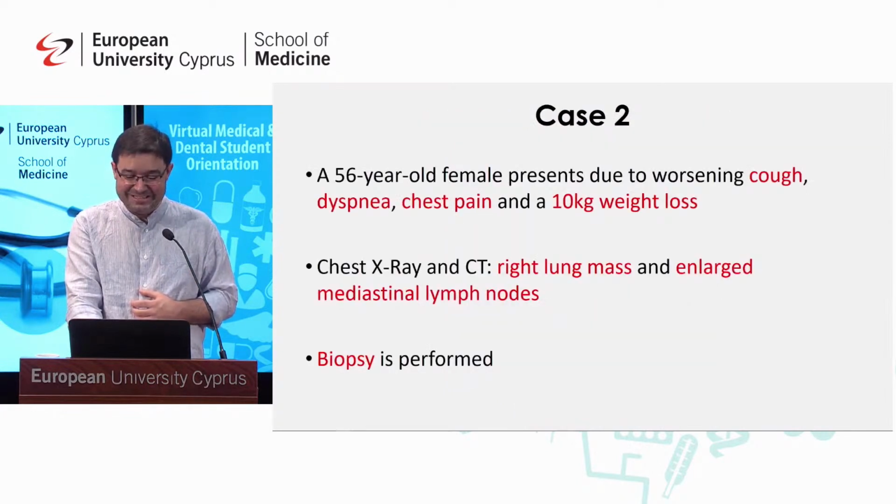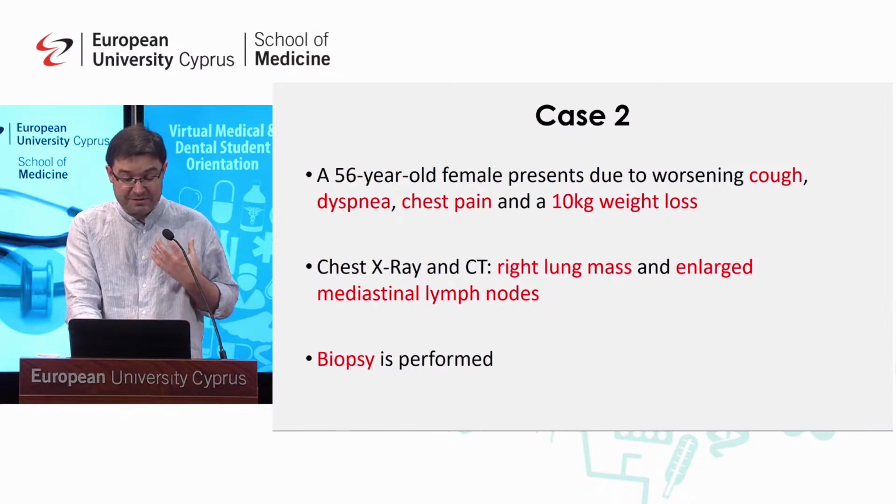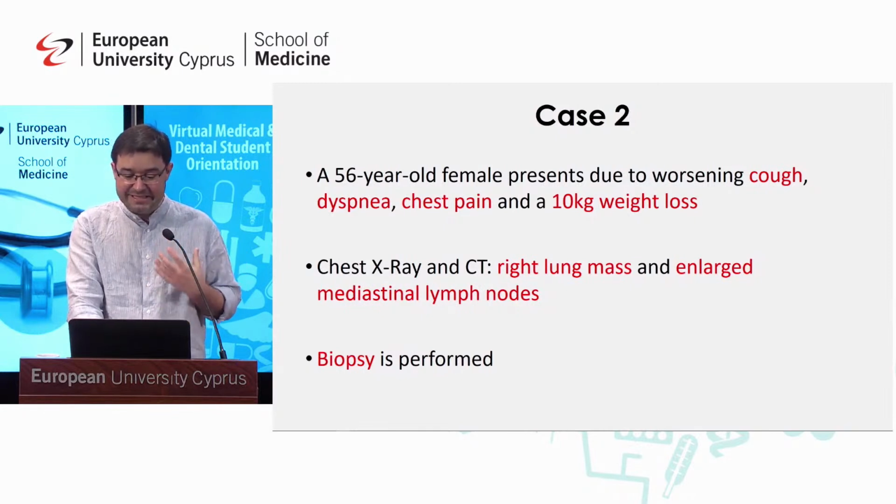Now let's quickly describe our second case. This is about a 56-year-old female that presented to the hospital due to worsening cough, dyspnea, chest pain, and a 10-kilogram weight loss. You were there, and you performed a chest X-ray, or you asked for it, and a CT, and both of them revealed a lung mass in her right lung, and also enlarged lymph nodes in her mediastinum. And mediastinum is the area between the two lungs, and contains multiple structures, including our heart.